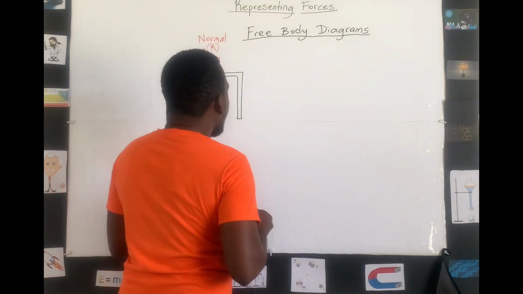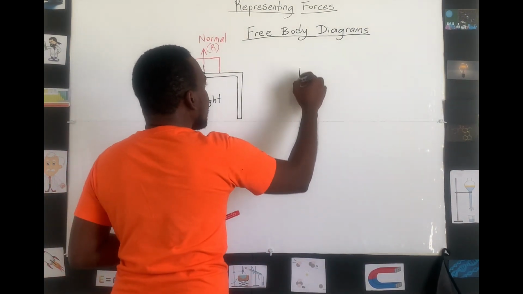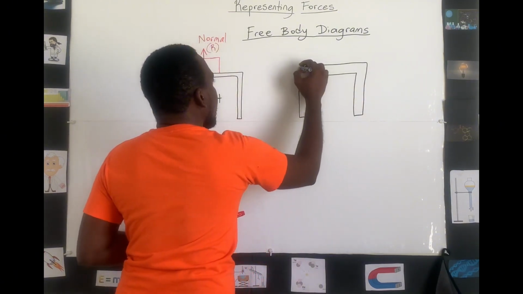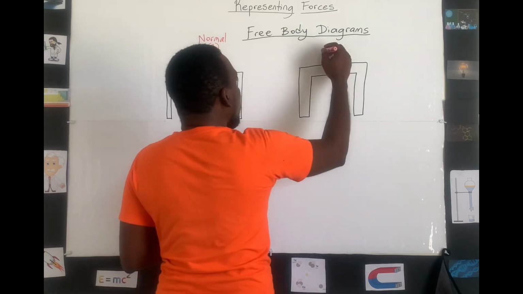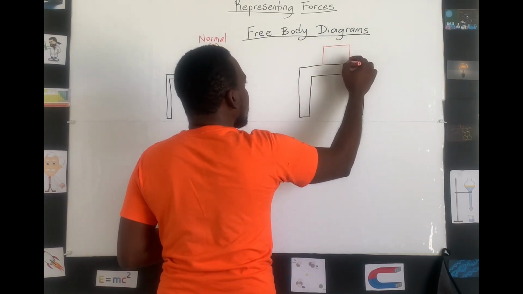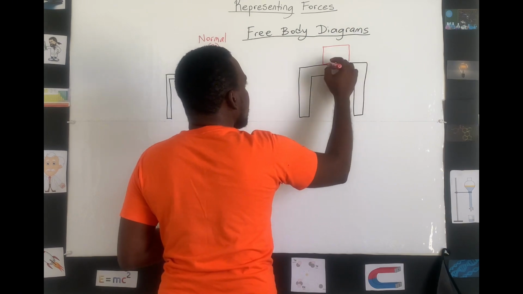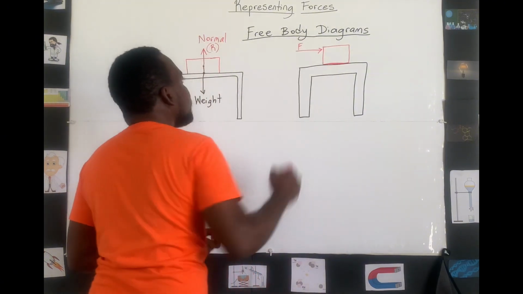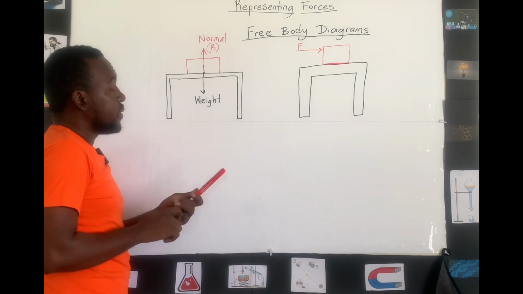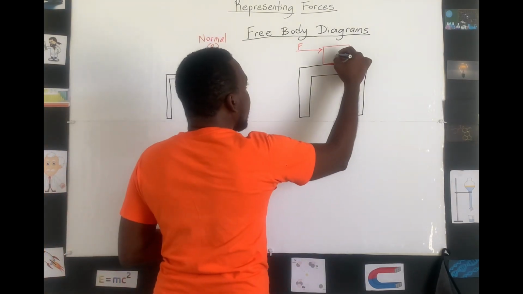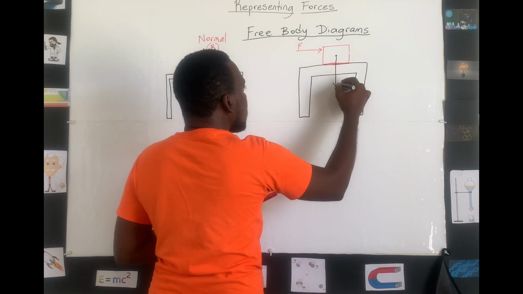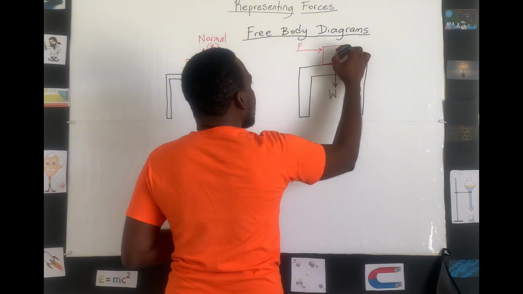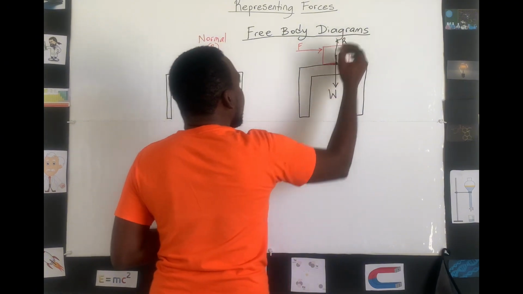But let's say the book was moving. What will change? So it's still on the table, right? But this time, the book is being pushed. So the book on the surface of the table is being pushed right here with an F force. Then, same thing, our weight will act vertically downwards. We're going to call it W. And we also have our normal force still present, going upwards, R.